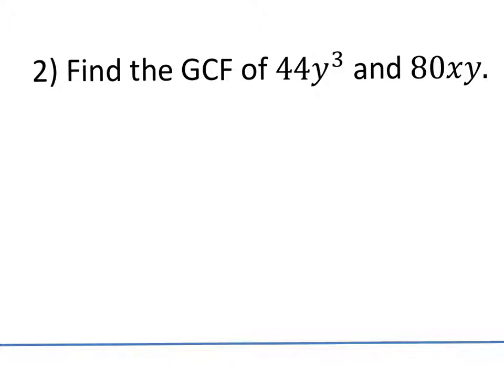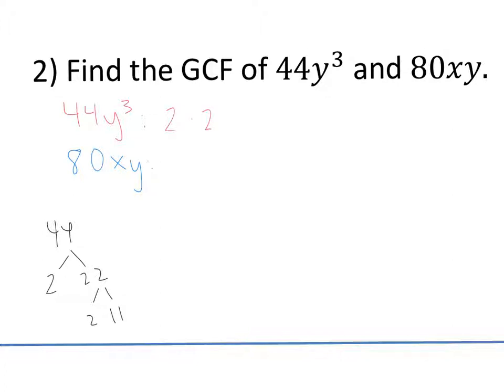Number 2 says find the GCF of 44y cubed and 80xy. So I'm going to go ahead and figure out what 44y cubed breaks down into, and then I'm going to see what 80xy breaks down into. So I'm going to put 44 right here, break it down. 44 breaks down into 2 and 22, and then 22 breaks down into 2 and 11, and that is complete. I can't break down any further, so I get 2 times 2 times 11 times y times y times y.